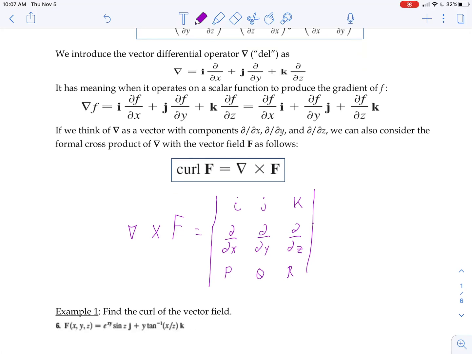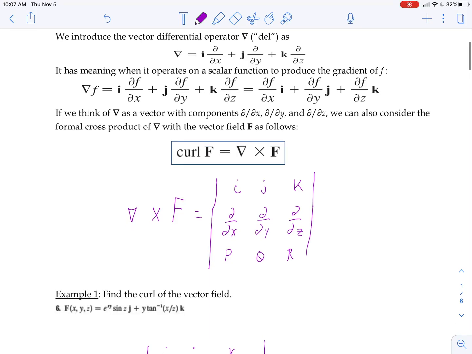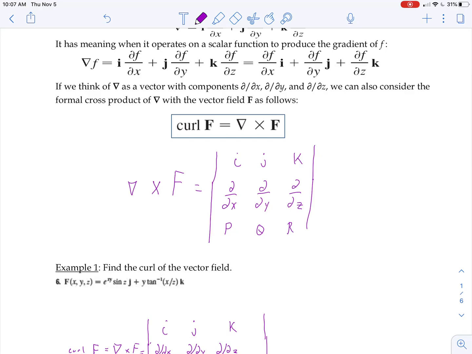consider the formal cross product of del with the vector field as follows. And so the curl of F is just del cross our vector field. That's going to give us the curl of our vector field. And what we'll be able to do is rewrite this in determinant form, where i, j, and k are the components.